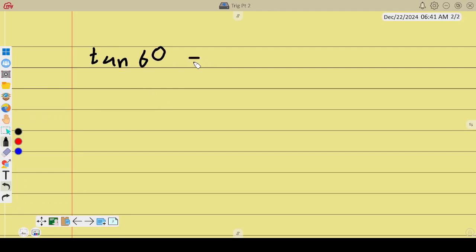So tan 60 is equal to, so you know that tan is simply sine theta over cos theta. So if we have tan 30, it is sine 30 over cos 30. Just like that. Tan 20, it is sine 20 over cos 20. So you get that pattern. So this means that you have to work out sine theta and also cos theta.